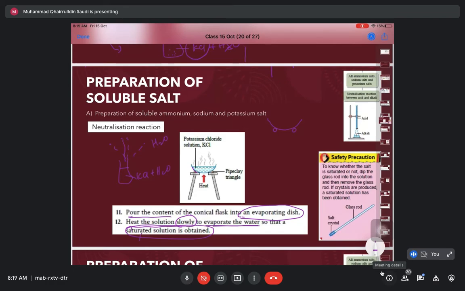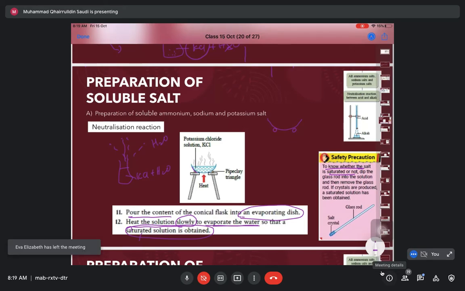Okay, so next, how do we know whether the salt solution is saturated or not? When you do the experiment, you heat it, and then you ask the teacher, teacher, is this saturated yet? I won't be answering that question. Why? Because you can know whether it is saturated or not by using this trick.